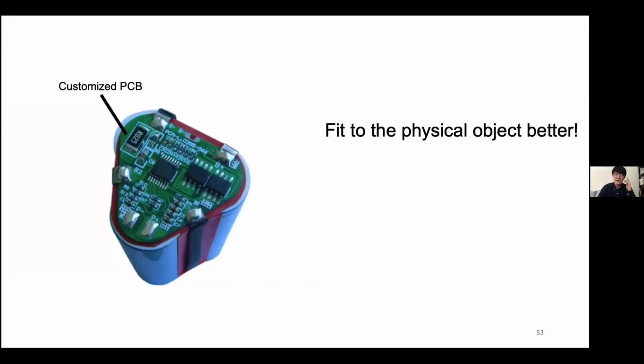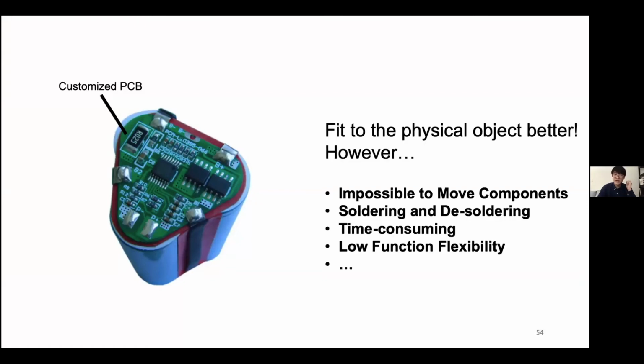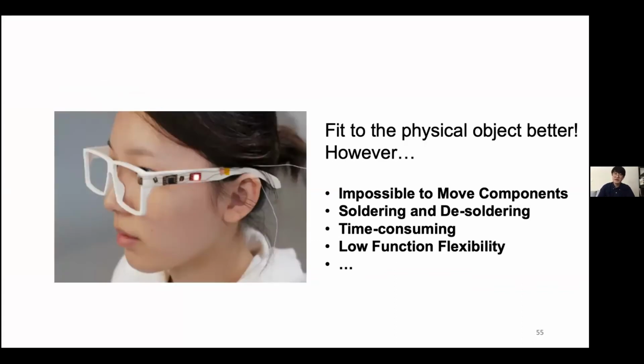One alternative is to use protoboard and/or customized PCB board. They fit the physical object better. However, once fabricated, it is almost impossible to move components around. Each design iteration requires soldering and desoldering, which is time consuming and leads to low function flexibility. This holds true even for the Morph Sensor that I just presented. It may save the soldering and desoldering time, but still it's quite time consuming.